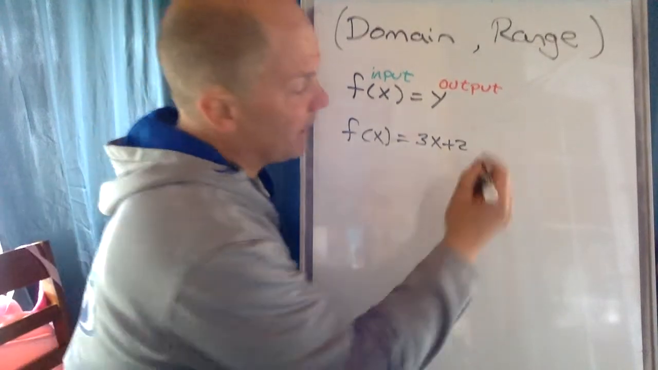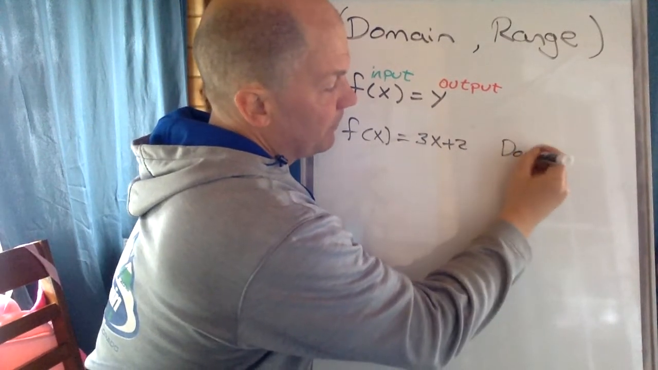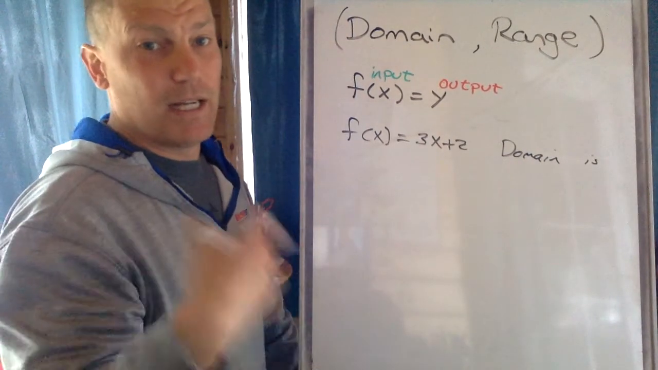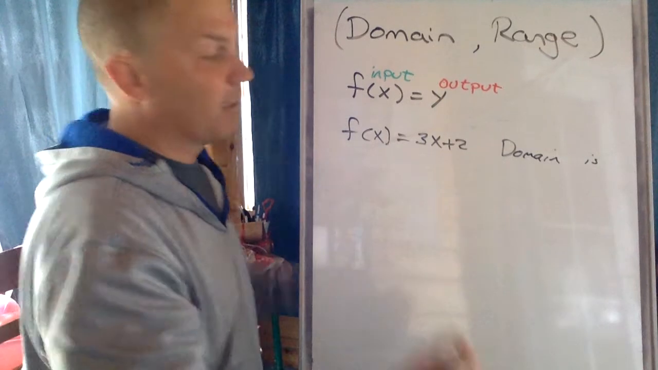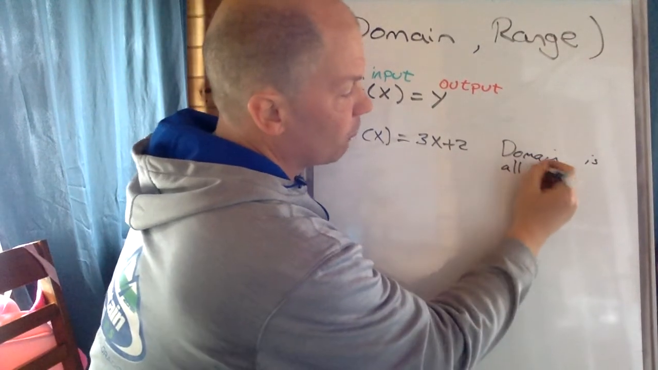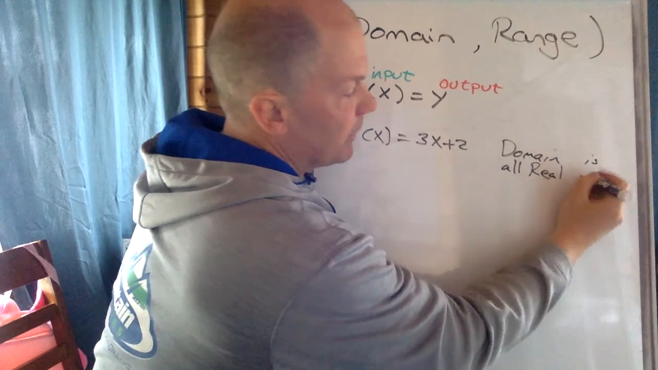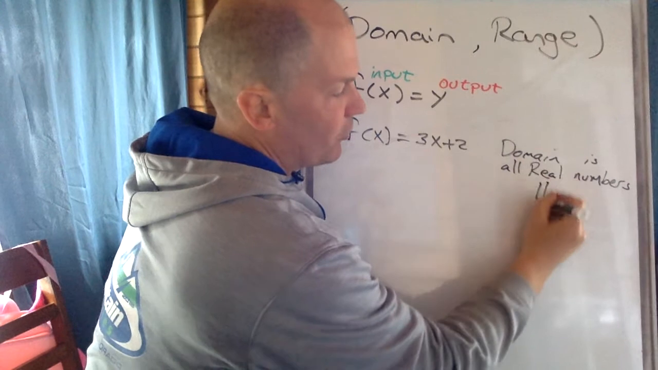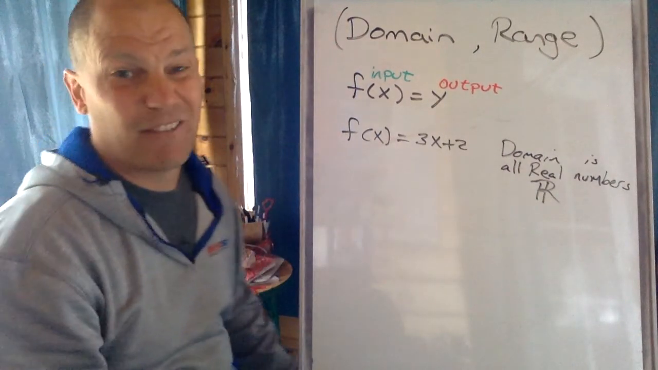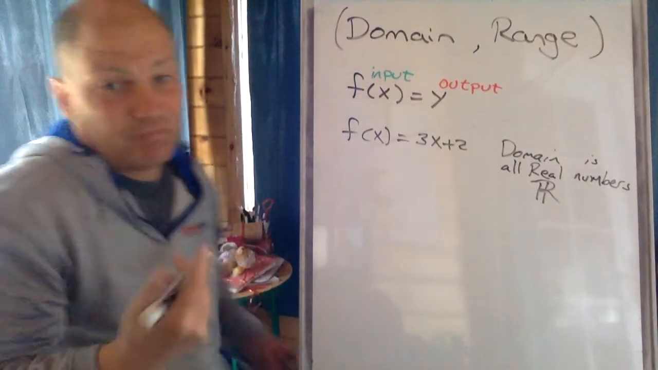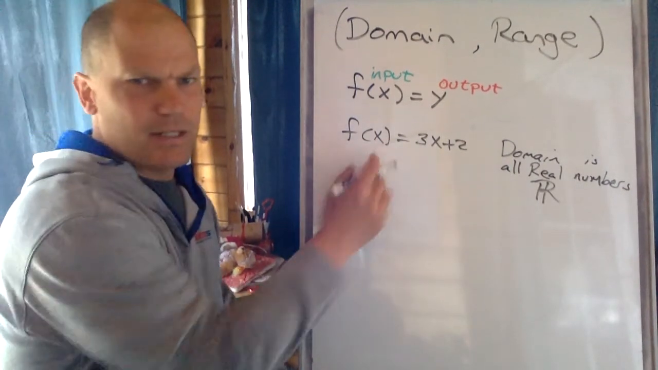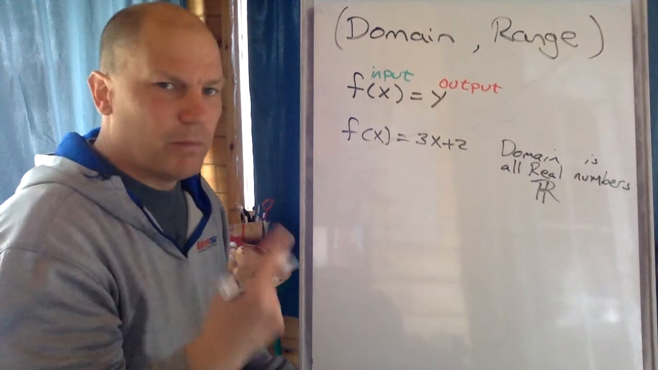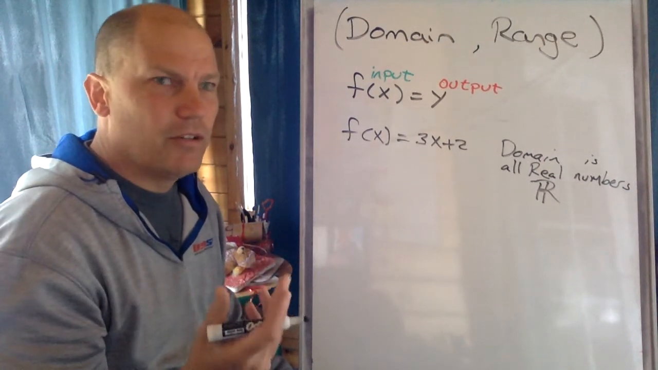So the domain is everything, right? And in math, instead of saying it's everything, we say it's all real numbers. Or we can shorthand it and say it's all real numbers with that fancy R. This is just a fancy R. Okay? So that one's pretty easy. Linear equations, you can always plug in everything. It's when there's other things that we're not allowed to do, right?